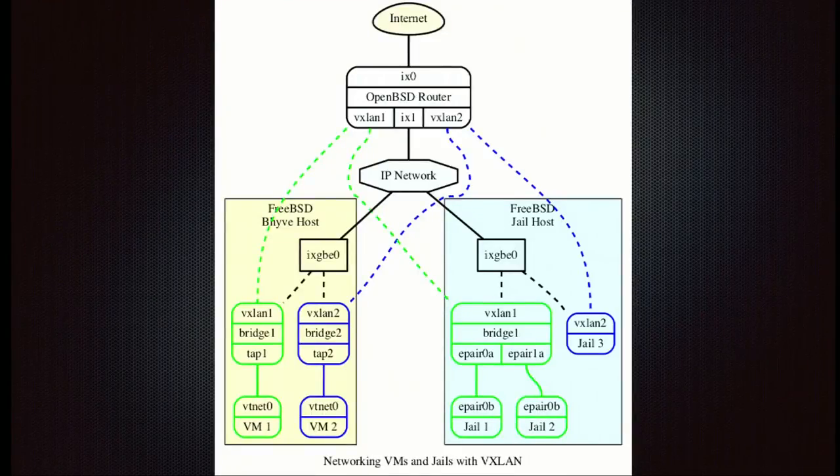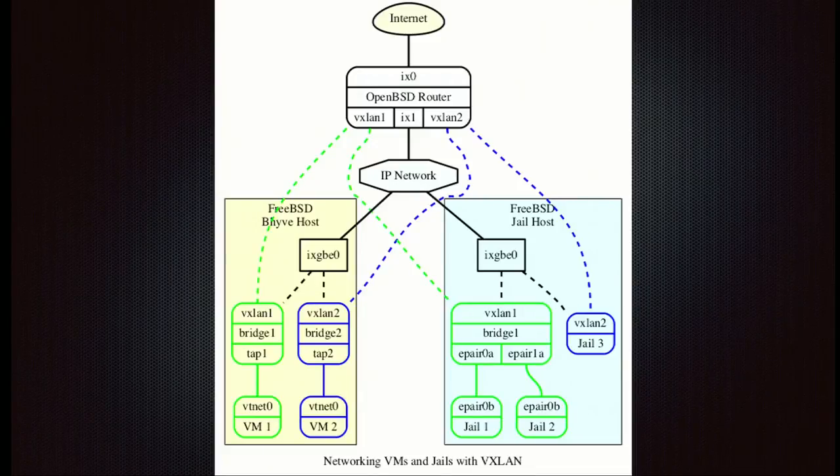So here's again an example with both virtual machines and jails. We've got the internet, we've got an OpenBSD box doing routing with two VXLANs on a 10 gig interface. You're going to have just a single IP network. The solid lines are the physical connections to the network, and then the VXLANs make these virtual links between all the parts. So on the green network, VXLAN 1, I've got a VM on this first bhyve host, and two jails on this other host, and they can all talk on VXLAN 1 just like it's their own dedicated Ethernet. Neither of the hosts needs to have an IP on that network.